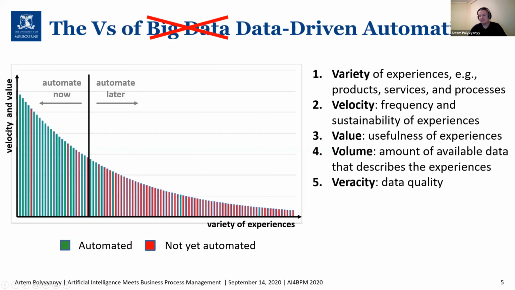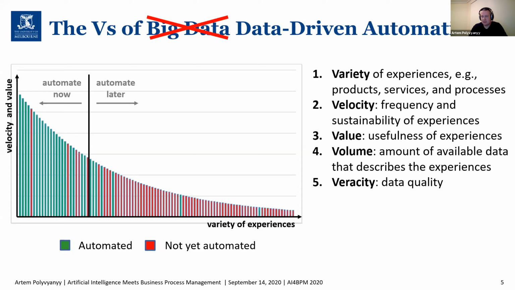The next two V's are volume and veracity. So in order to achieve automation on a certain experience, we need to have a sufficient volume of data, right? In terms of gigabytes, terabytes. If you just have very little data, it just can be not enough in order to see insights, to make conclusions, to see some statistical trends in that data.